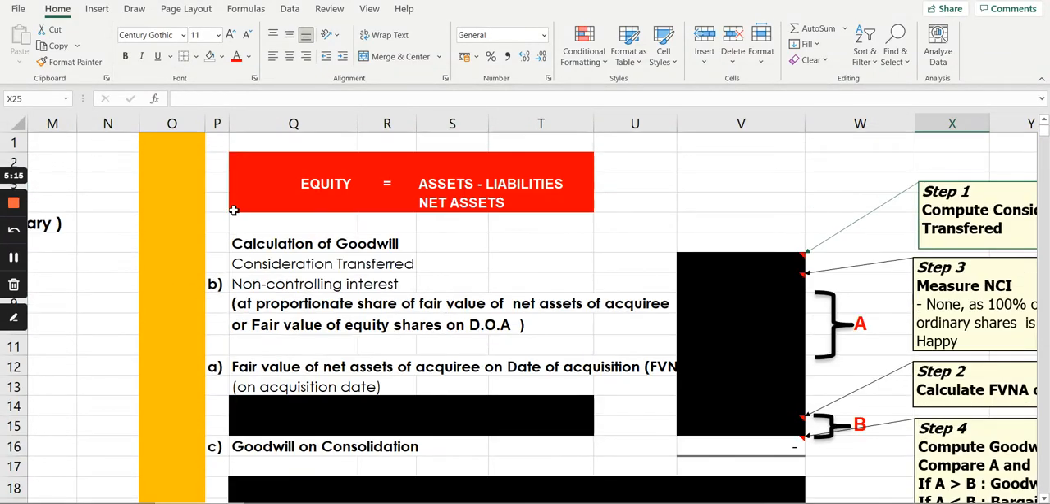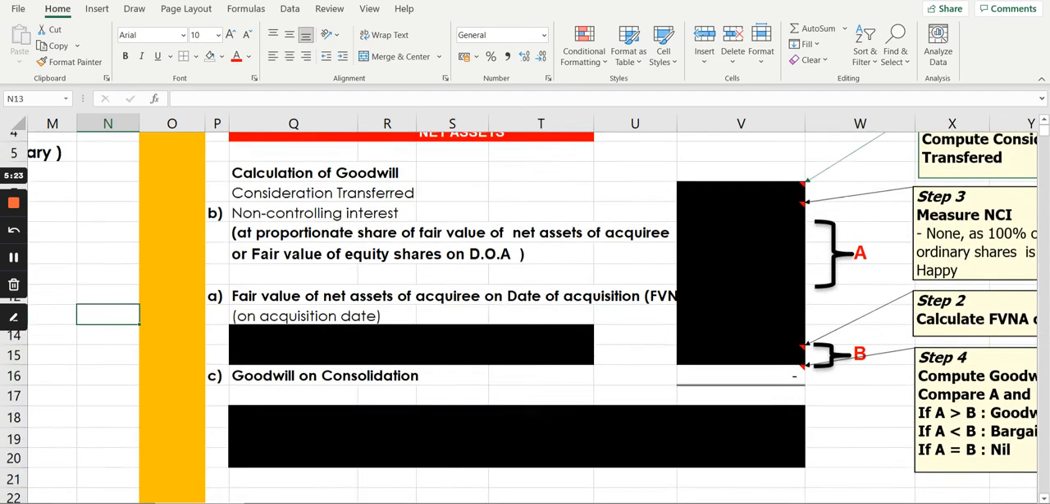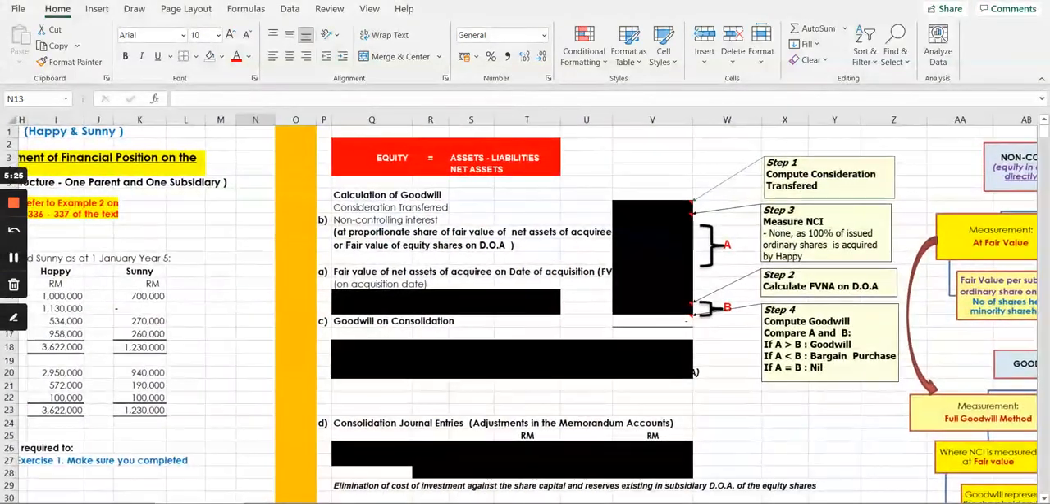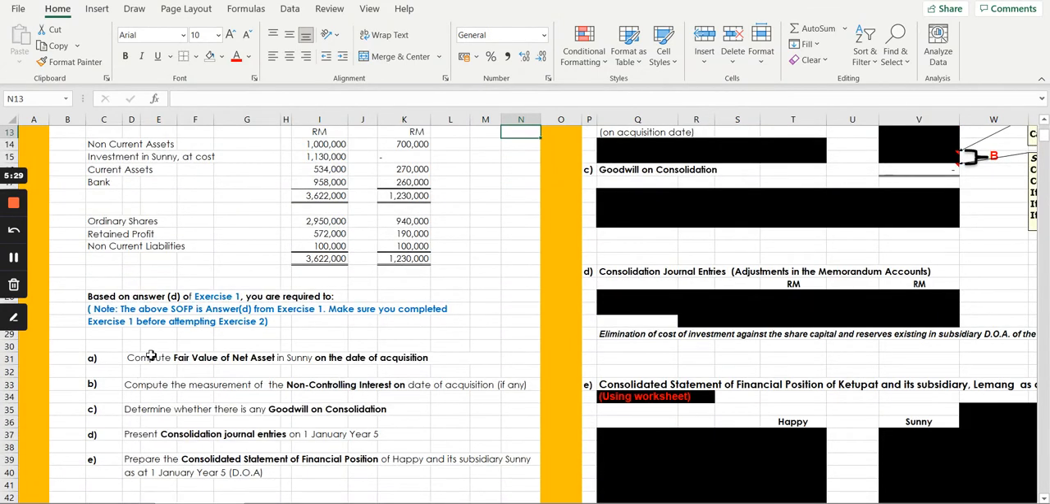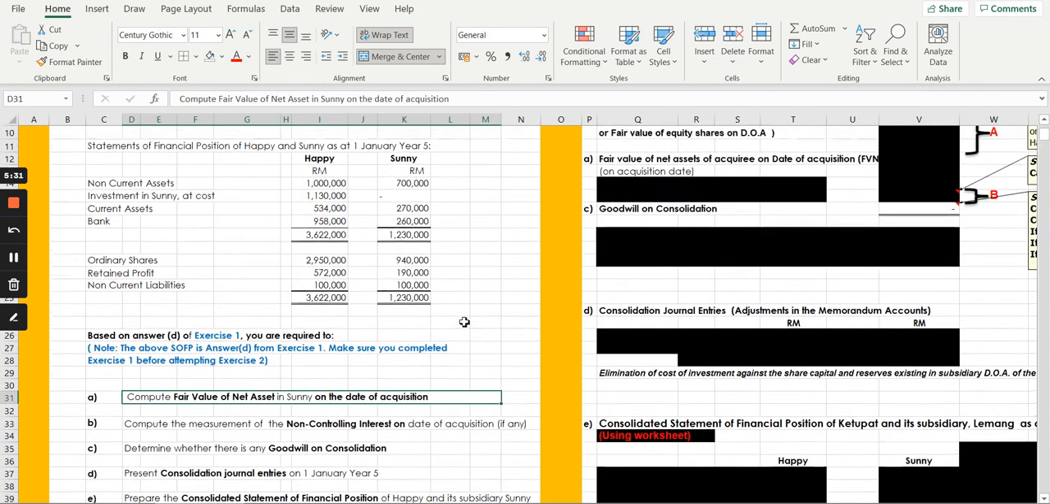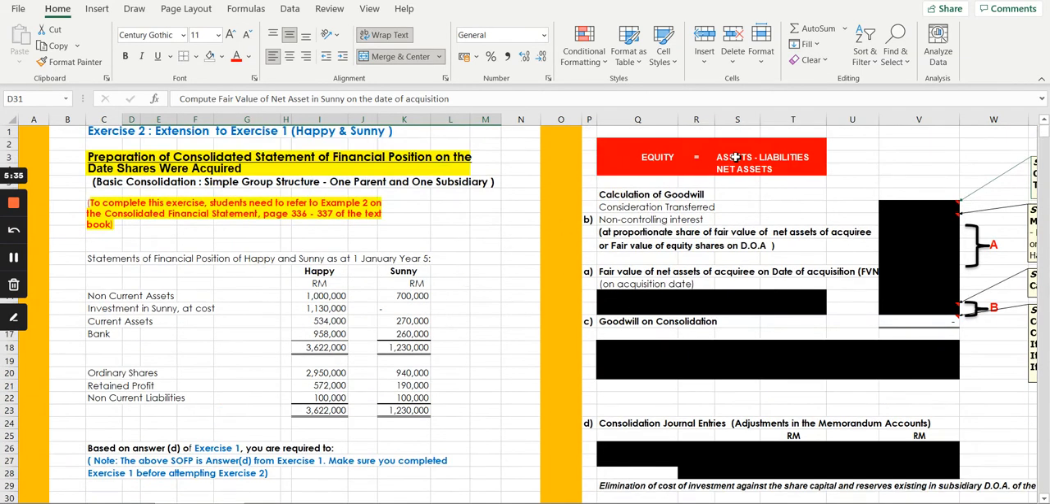So if you see the first requirement just now, that is asking you to... I'm going to show this a little bit smaller so that you can see both views. You are asked to compute the fair value of the net asset. What is actually net asset?